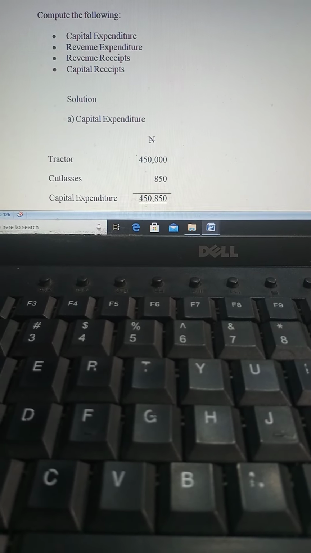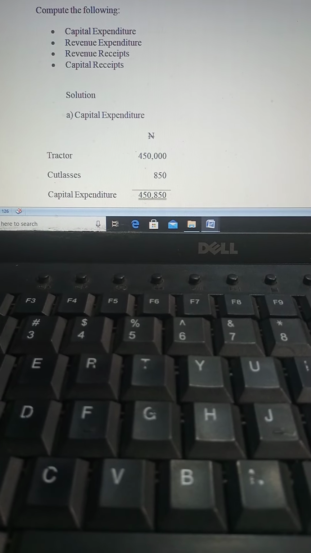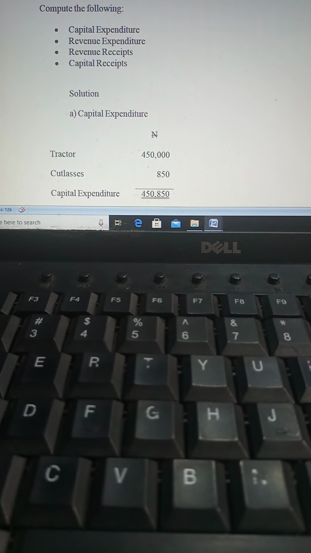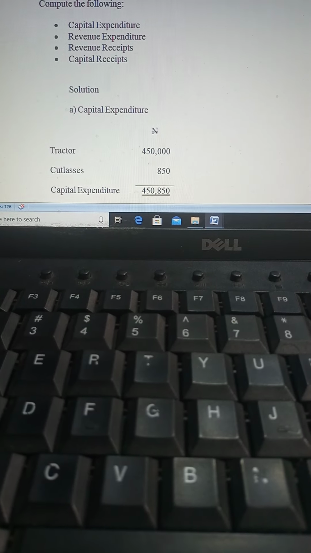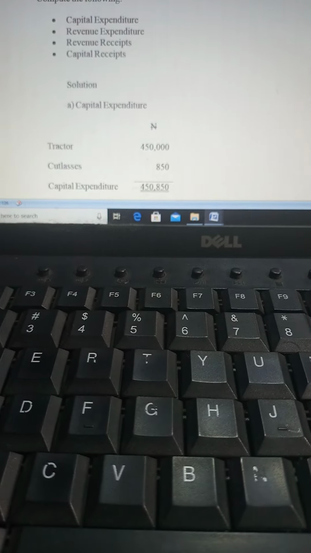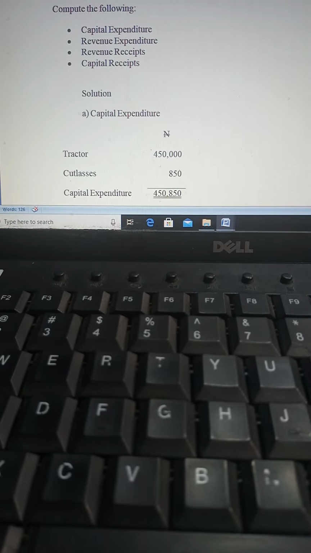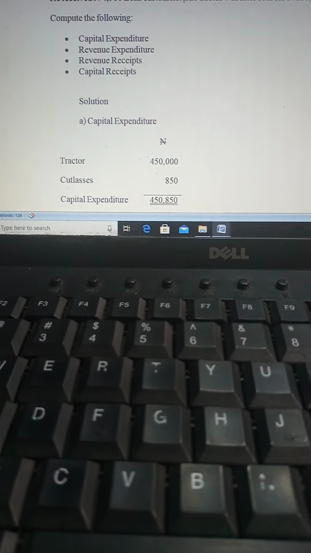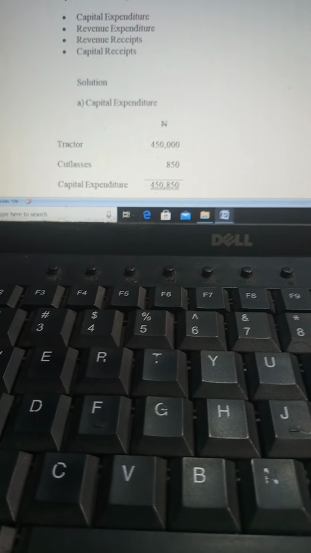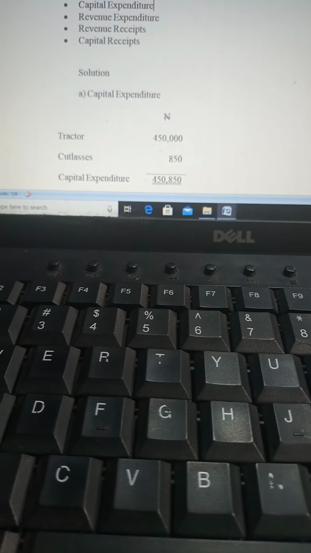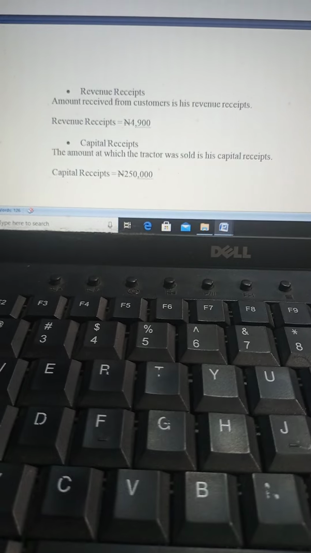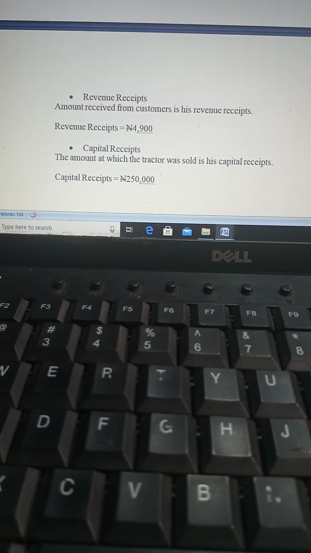Let's list some examples of revenue receipt. You can say discount received, commission received, rent income, sales of goods and services. So all these are revenue receipts. So how do we compute it? Let's quickly look at how we compute revenue receipts.